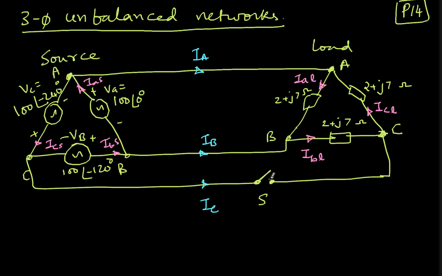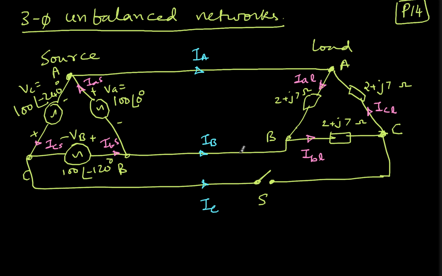If this switch was closed, we have already solved this problem in the previous video, which is a balanced delta source connected to a balanced delta load. Now if I open this switch, what happens? What will be the value of IA, IB, IC, what will be the currents in the load, and the voltages in the load and in the source? Of course, the source voltages are known. What are the currents in the source and so on? This is a simple unbalanced network because of the switch here.